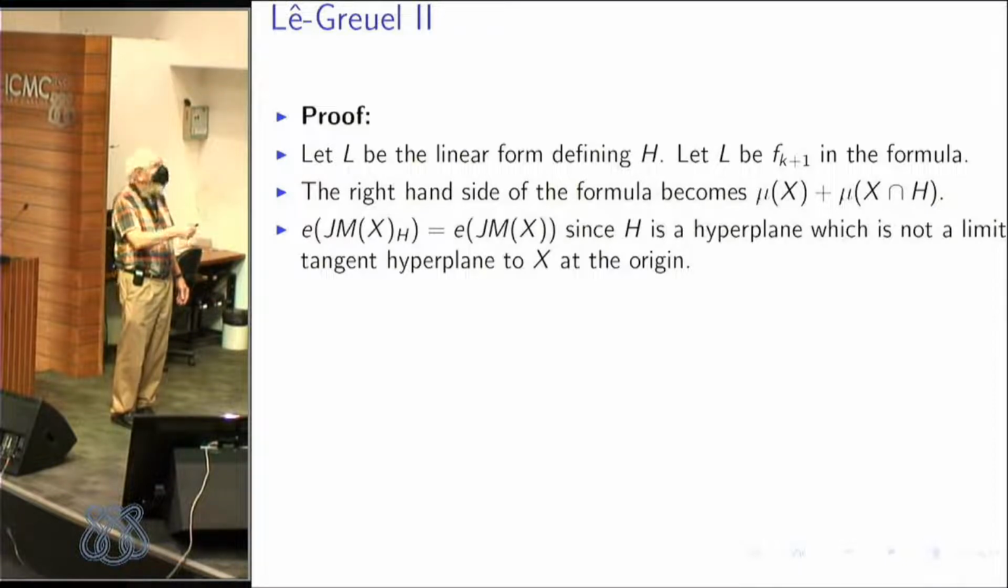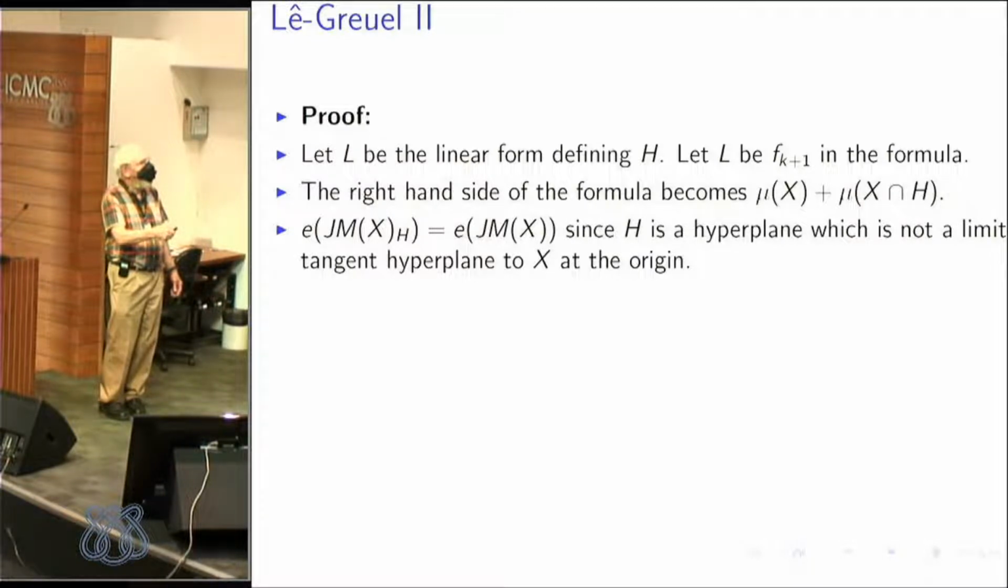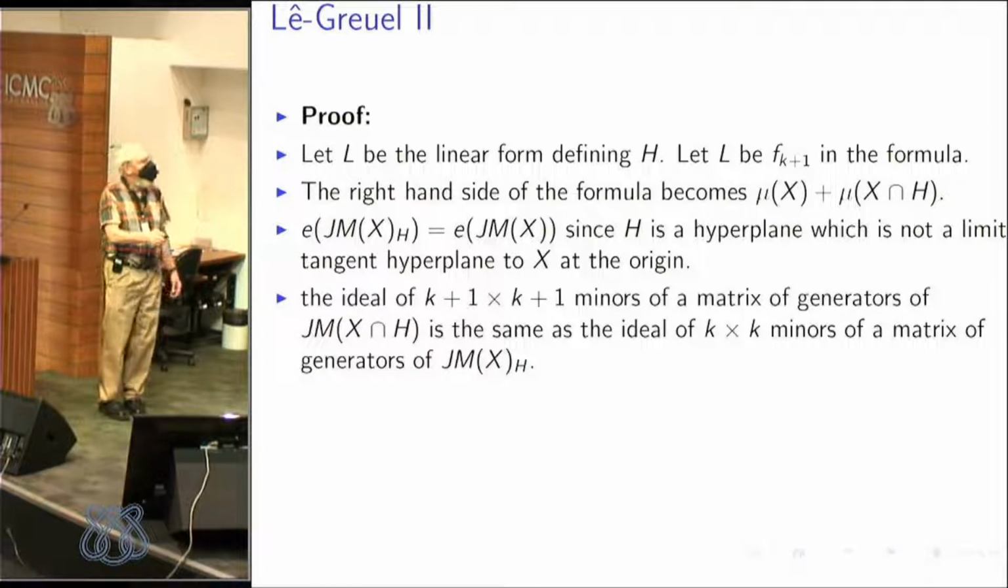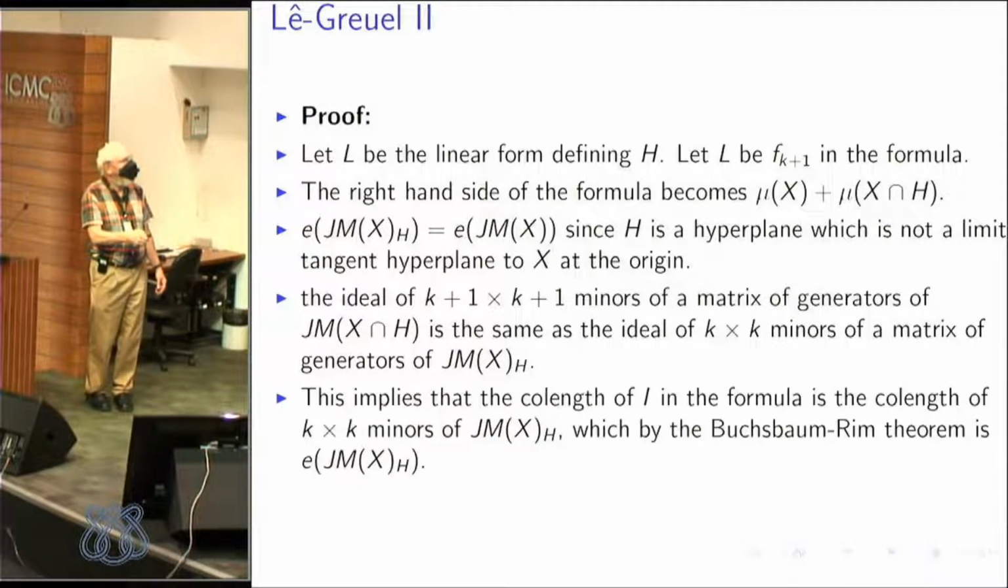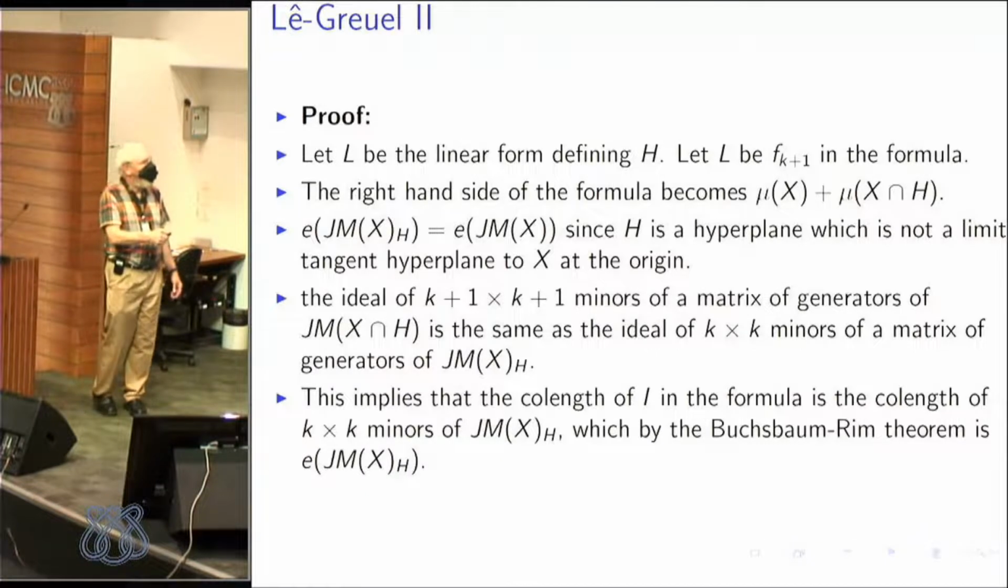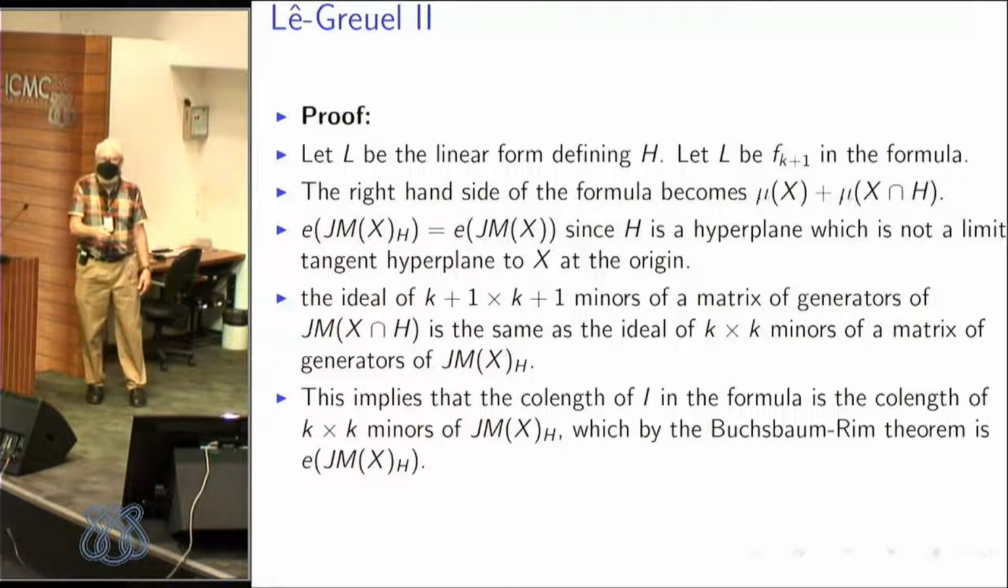So here I'm using the fact that Jm of X with respect to H, which is the partials with respect to the vectors in H, is a reduction, so it has the same multiplicity as Jm of X. Now, the ideal of k plus 1 by k plus 1 minors of a matrix of generators of this Jacobian module is the same as the ideal of k by k minors of the generators of this one here. So this implies that the colength of I by the Buchsbaum-Rim formula is the multiplicity of Jm of X with respect to H, which is the same as the multiplicity of Jm of X.